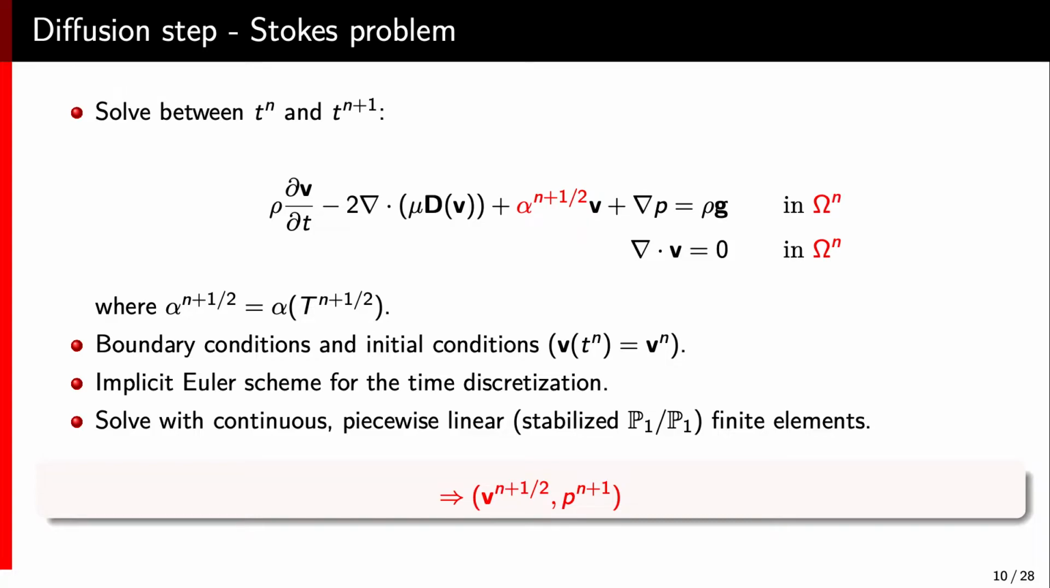Once you have this, we are going to focus on the Stokes problem. So typically the Navier-Stokes equation without the advection term, again, that we are going to solve in omega n, the smaller domain, thanks to the temperature. That means the temperature Tn plus 1/2 will allow us to find this reaction coefficient alpha. We are going to put boundary conditions and initial conditions. We are going to use implicit Euler discretization in time and stabilized P1 finite element in space. And that will allow us to find a prediction of the velocity and the pressure in the small domain.